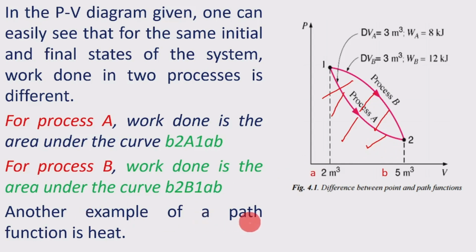Another example of a path function is heat. Heat is another energy form that I am going to take later. Already I have taken the work, and I am going to take the heat energy, its definition, and also the sign convention. All these things I am going to discuss in the further sessions. You will come to know how it is a path function also.